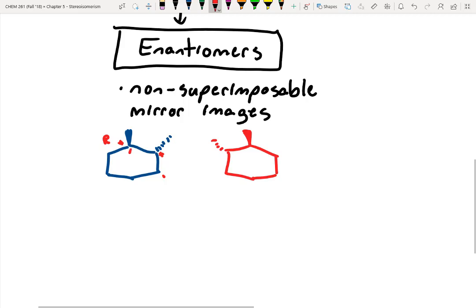Go through and say 1, 2, 3. It looks like we're going clockwise, right? Or sorry, counterclockwise, but we have to flip it because our lowest priority would be an assumed hydrogen that's a wedge. So this one's actually also R.